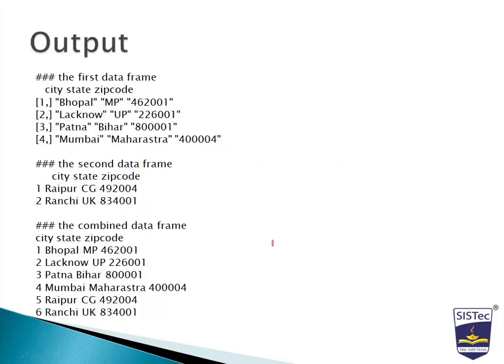Let's have a look at the output. So this was my first data frame with the header first data frame. Here city, state and zip code are available. Then the next data frame that we created and displayed has Raipur, Ranchi with their states, CG, UK, with the respective zip code. In the third phase we merged with rbind and we display the results. So this is the combined result of both data frames.